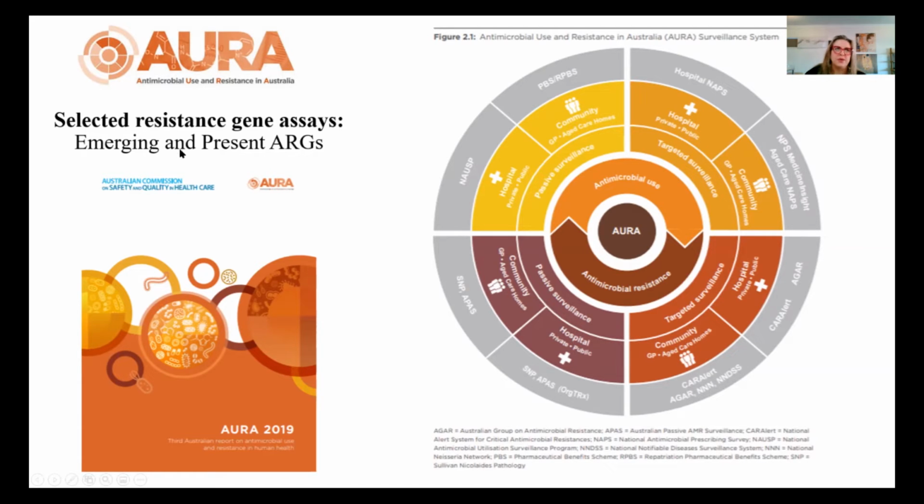So we got in contact with Antimicrobial Use and Resistance in Australia, and we share the same kind of assay for detecting the emerging resistance genes. Those assays will be presented in this presentation.